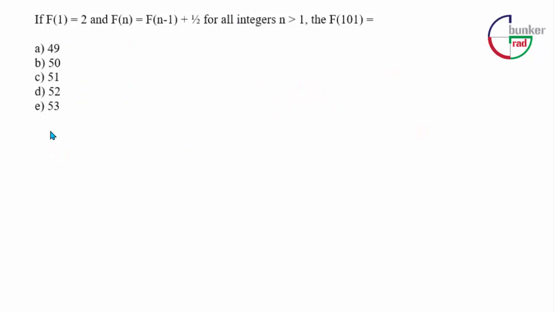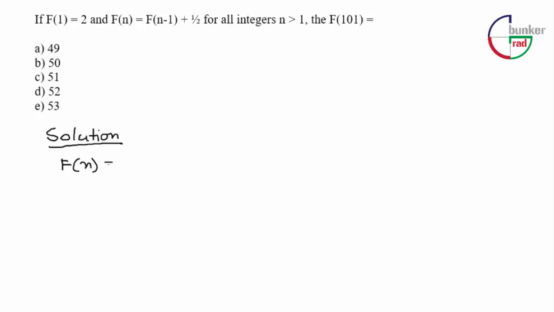In our last problem, it's an algebraic problem. It says the function of 1 equals 2, and the function says that if function of n is equal to function of n minus 1 plus half, is true for all the integers where n is greater than 1, then function of 11 will be what? Our options are 49, 50, 51, 52 and 53.